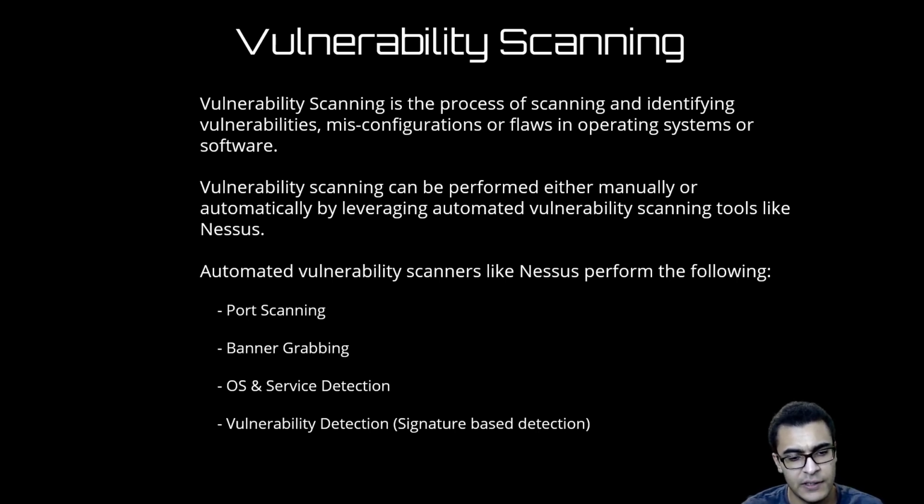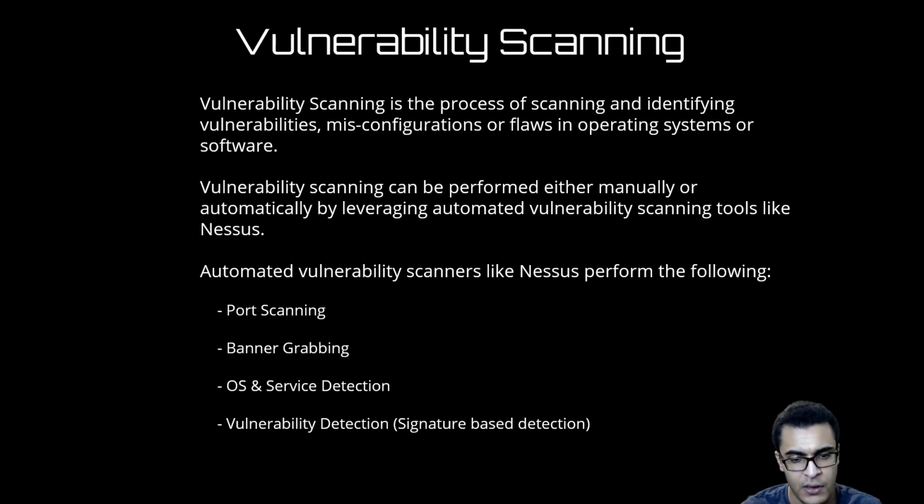From the banners, Nessus is able to identify the operating system and the versions of the services that are running on the target system. With all of this information, Nessus then performs vulnerability detection, and the way it does this is through signature-based detection. Nessus, or any other vulnerability scanning utility, comes with a signature database that is essentially a list of vulnerabilities with their corresponding signatures. Those signatures are what is used to detect vulnerabilities either in the operating system or in individual pieces of software.